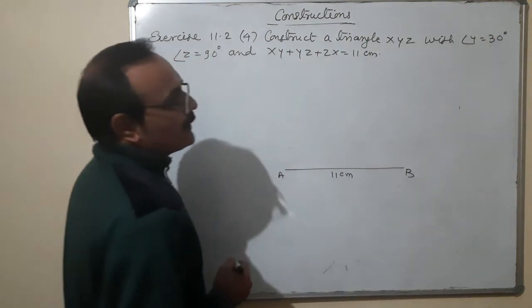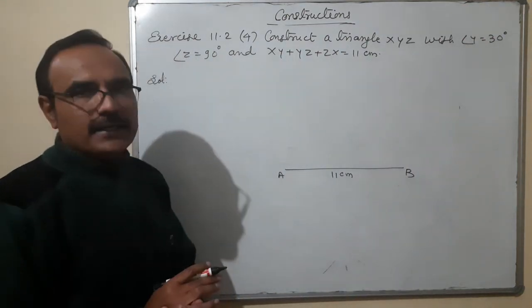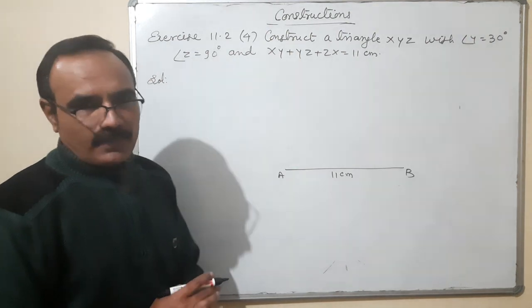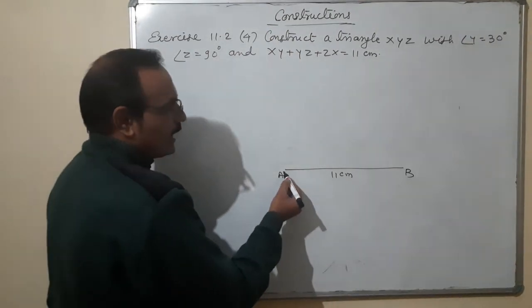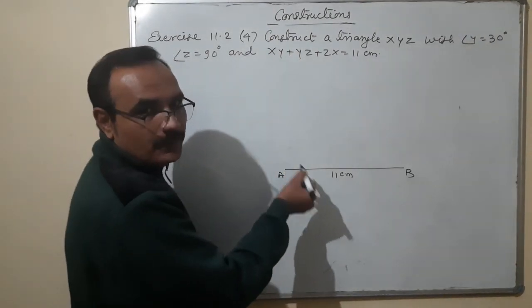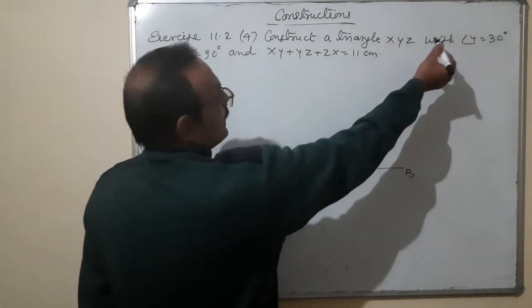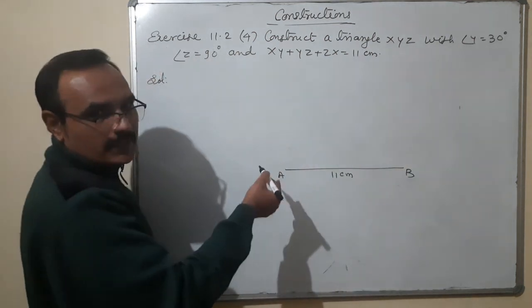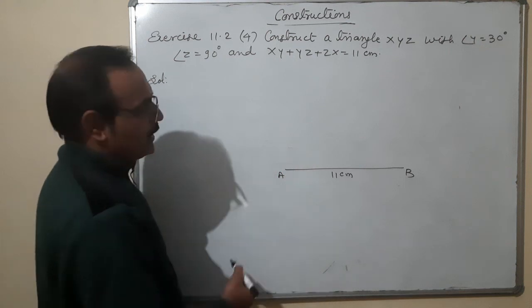Angle Y is equal to 30 degrees. So half of the 30 degrees is 15 degrees. Through point A, I have to draw an angle of 15 degrees, half of it. Whatever the actual angle we want here, 30 degrees, half of the 30 is 15 degrees.